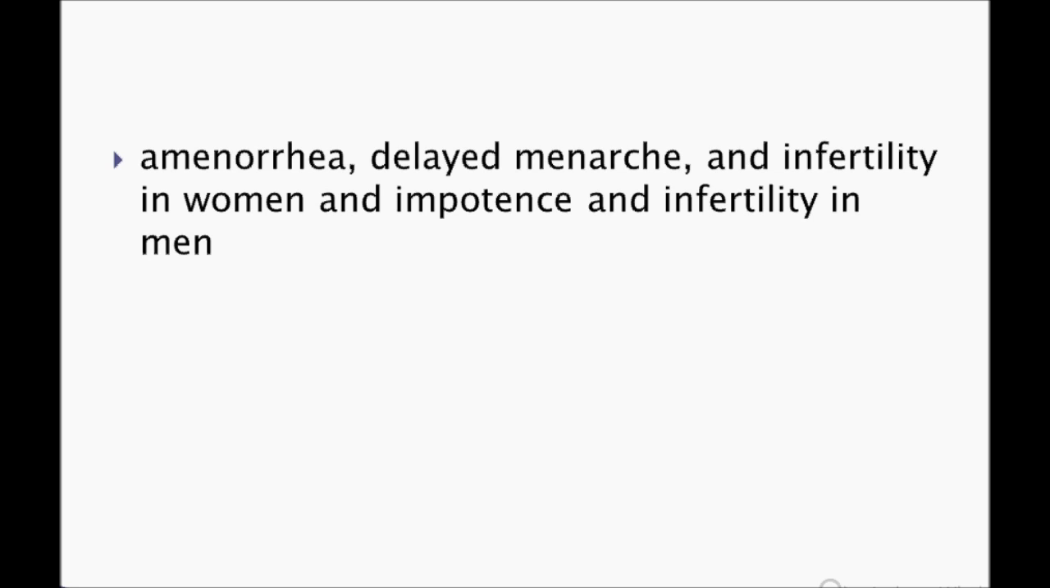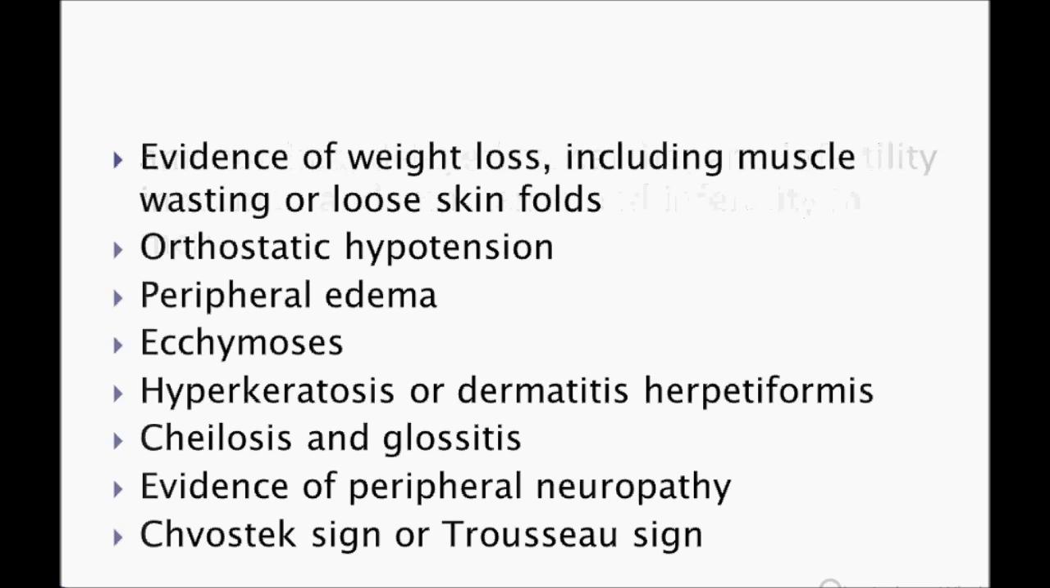Females can present with amenorrhea, delayed menarche, and infertility, and males with impotence and infertility. Evidence of weight loss includes muscle wasting and loose skin folds. Because of the fluid loss, they can have orthostatic hypotension, peripheral edema, ecchymosis, hyperkeratosis, dermatitis herpetiformis, cheilosis, glossitis, evidence of peripheral neuropathy, Chvostek's sign and Trousseau's sign.